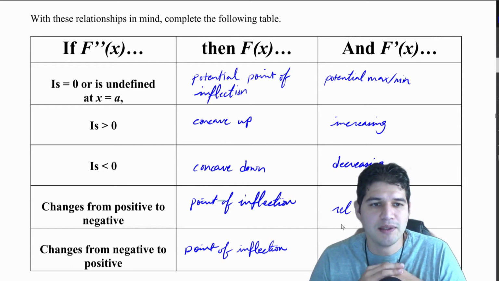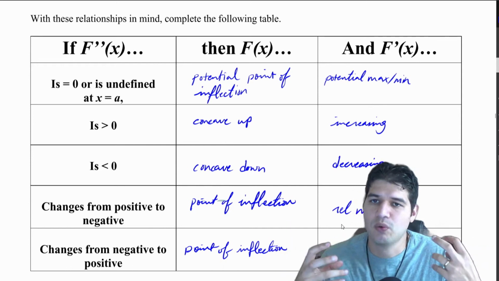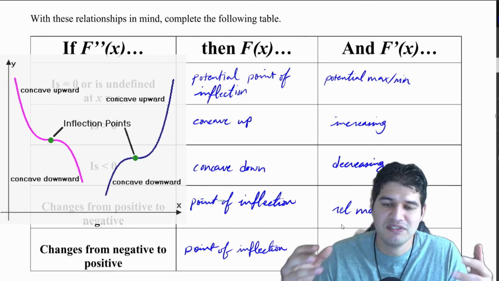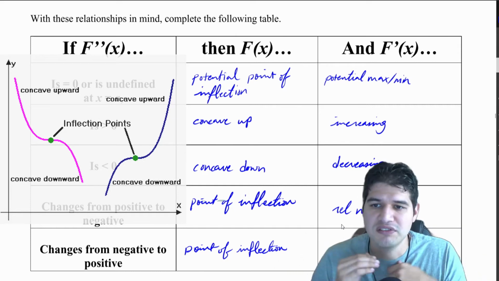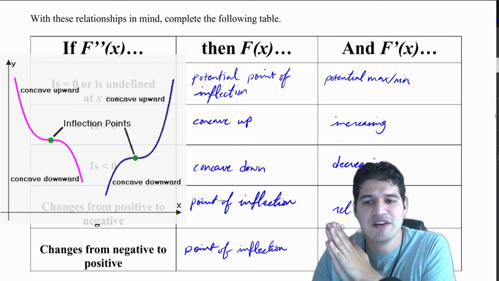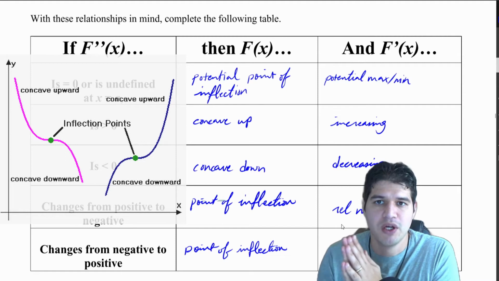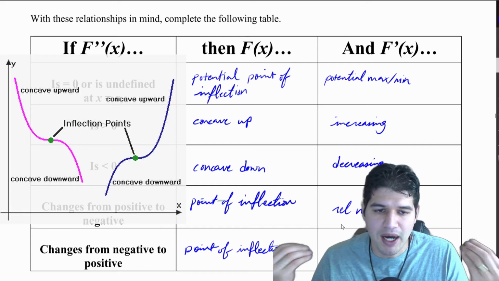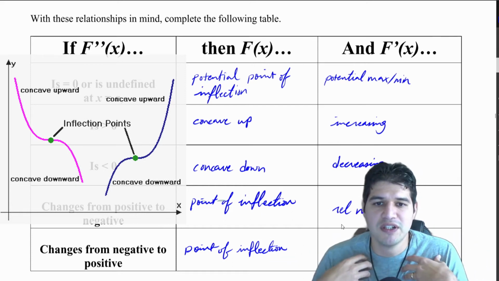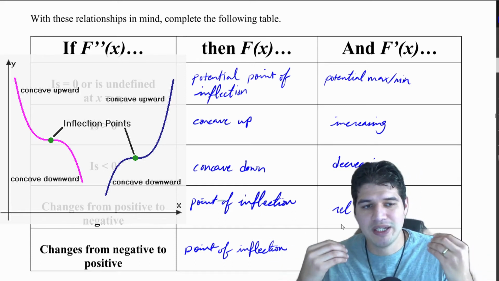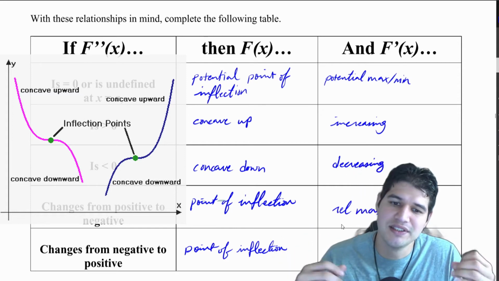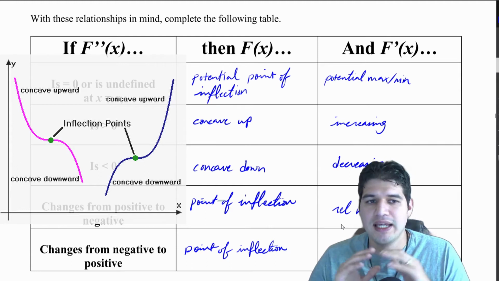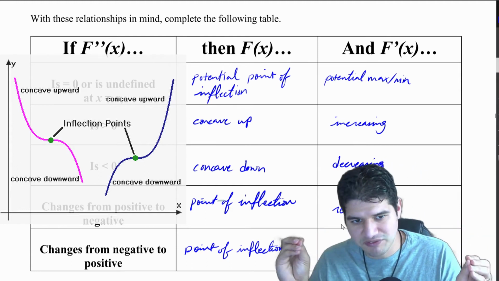What you want to think about is when the second derivative is 0, or when it's undefined at some value, then the original function has a point of inflection. Well, it's a potential point of inflection. But you also want to think that f prime is going to have a potential maximum or minimum. Along with that, when the second derivative is positive, when it's greater than 0, then the function is going to be concave up. When the second derivative is negative, when it's less than 0, then the function is going to be concave down. Okay, and then again, the connections between the second derivative and the first derivative.